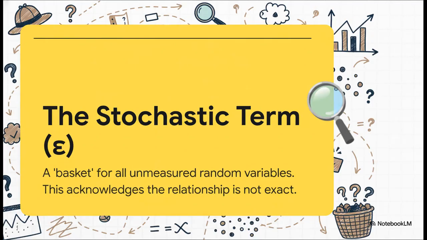And this is the key. The stochastic term, which you'll often see as the Greek letter epsilon, is basically a catch-all basket. It's where we toss all the things we can't, or maybe just don't, measure directly. So for our crop yield mystery, this basket could be holding stuff like sudden weather shifts, the farmer's individual skill, or even just plain old random luck. It's the model's way of being humble and saying, look, I can explain a lot, but I can't explain everything.